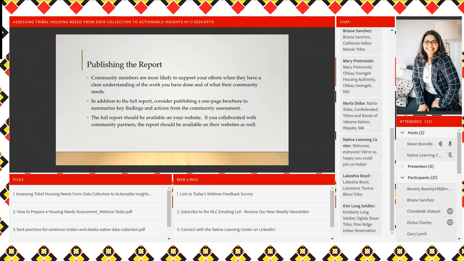Another thing is, in publishing the report, you want to make sure you have both the larger report and then smaller one-page brochures that talk about the findings and the action plans.